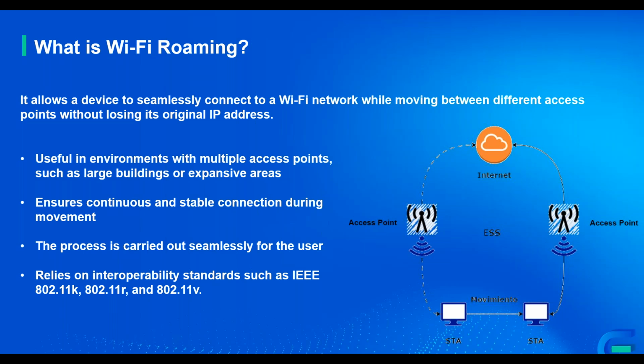Basically, this is useful in environments with multiple access points, such as large buildings or expansive areas, ensuring a continuous and stable connection during movement. The process is carried out seamlessly for the user. The user doesn't need to activate or enable anything on their end devices in order to access this service, and it relies on interoperability standards such as IEEE 802.11k, 802.11r, and 802.11v. As you are seeing here, we have two access points. This is a standard service set. They are connected to the internet, providing internet service. And we see here that we have a station that is moving from one access point to another access point.